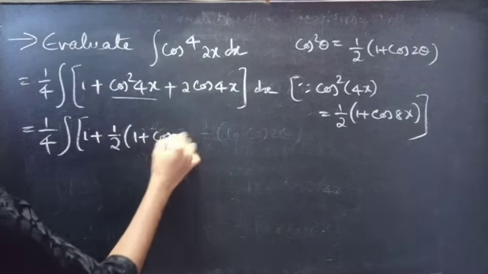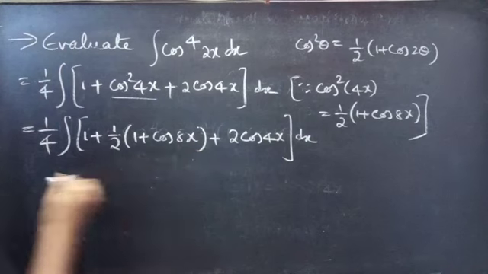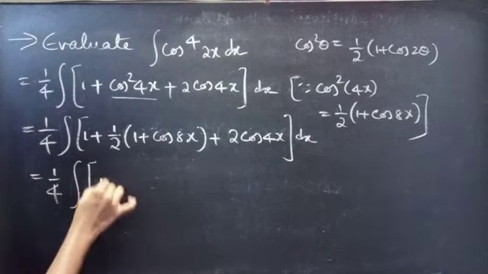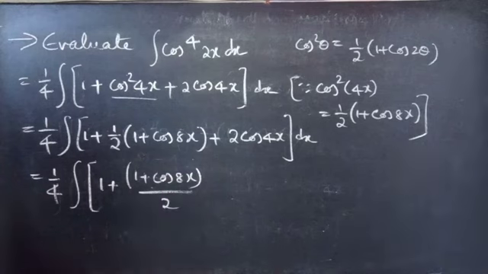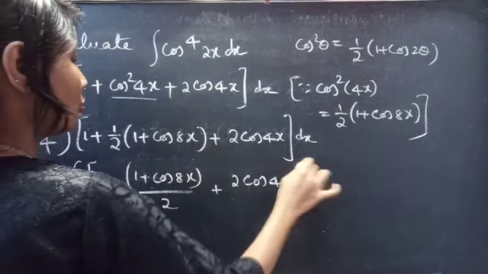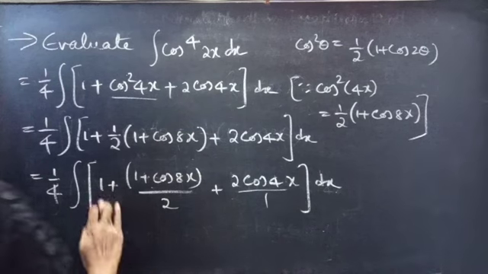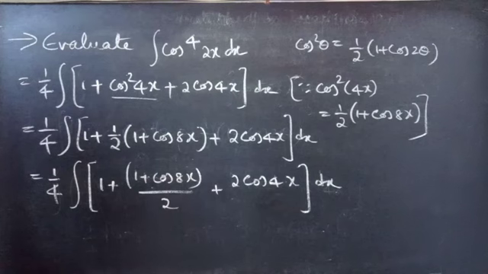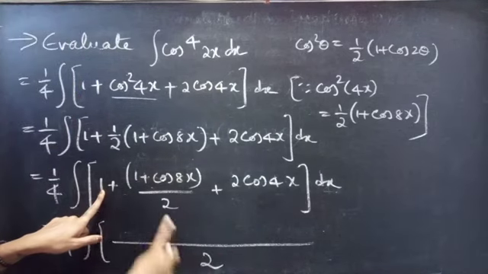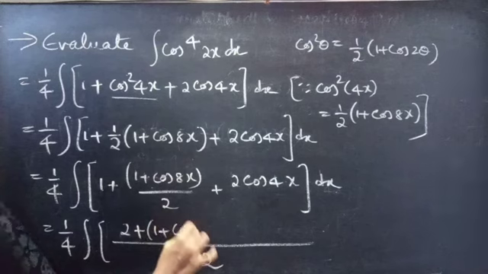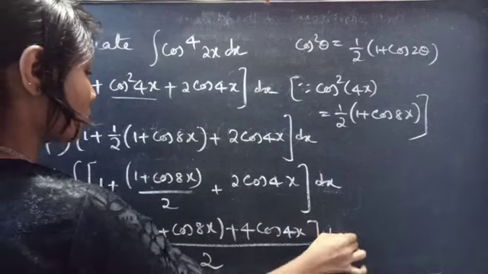into 1 plus cos 8x plus 2 cos 4x into dx, which equals 1 by 4 integral of 1 plus, I'll write the second term as 1 plus cos 8x by 2 for my convenience, plus 2 cos 4x into dx. Now take the LCM of 1, 2 and 1. We'll get 2 as the LCM. Then we'll get 1 by 4 into integral of 2 into 1, 2, plus 1 plus cos 8x plus 2 2 is a 4 cos 4x into dx.